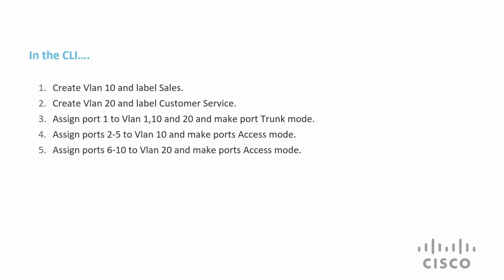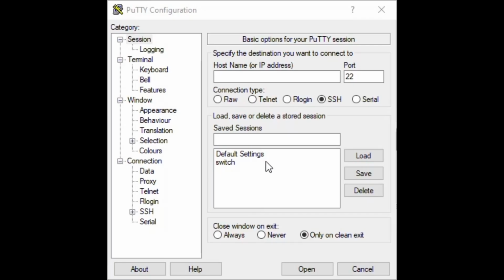For our first port, we have it assigned to all 3 VLANs, 1, 10, and 20. We have this as trunk mode because we want the switch to be able to carry traffic to the router and to provide access to an internet connection. Next, we'll hop into our CLI.